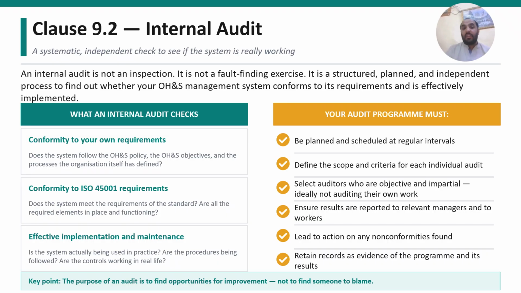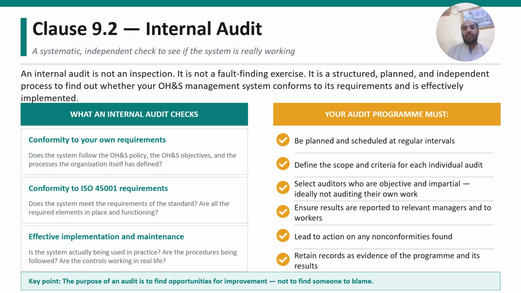Okay, the first is whether the system conforms to the organization's own requirements or not, like whether it conforms to its occupational health and safety policy, its objectives, and the processes and procedures that the organization itself has established. The second is whether the system conforms to the requirements of ISO 45001, whether all the required elements of the standard are in place and function as they should.